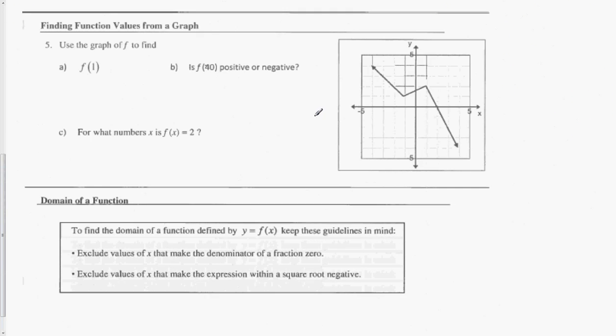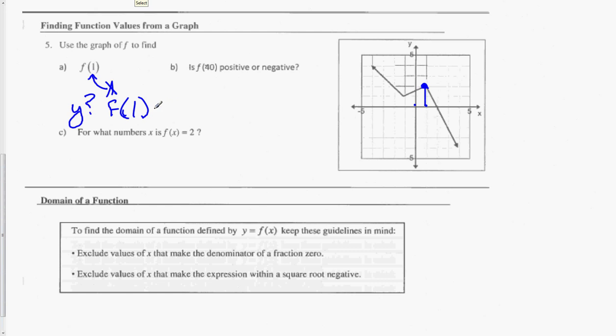Finding functions from a graph. Remember, I'm asking you to put that in for x, and I'm wanting to know really essentially on the graph what is the y that goes with that x. So if I'm looking for 1, I would go over here to 1 on the x-axis and then find my y value right there. Looks like it is positive 2. So f of 1, didn't mean to put a negative there.